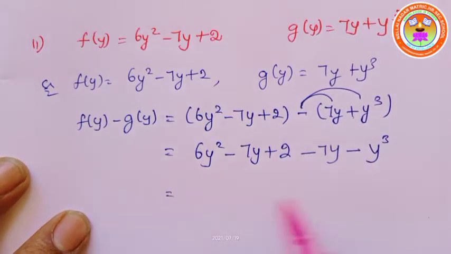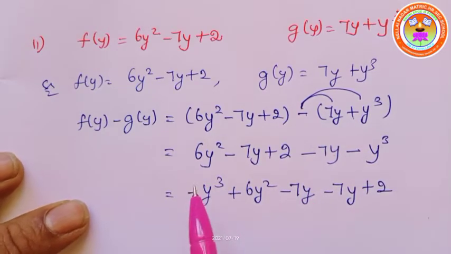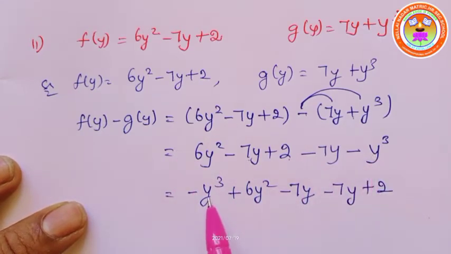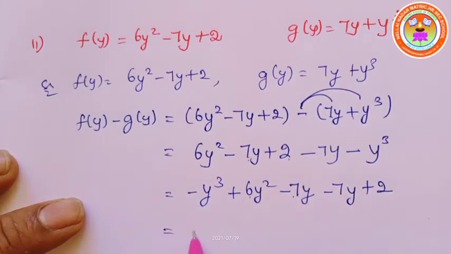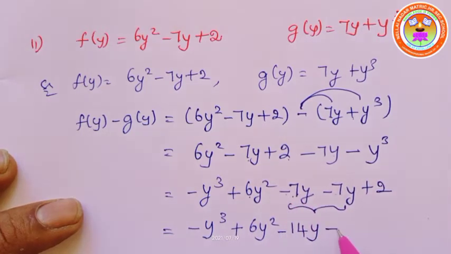Okay, children, now arrange the terms. First is minus y cube plus 6y squared minus 7y plus 2. Just check the terms, 5 terms. Okay. Minus y cube plus 6y squared. Both are like terms, so you put minus symbol and add. 7 plus 7, 14y, which is the greater number, 7, what sign? So put minus. Plus 2.